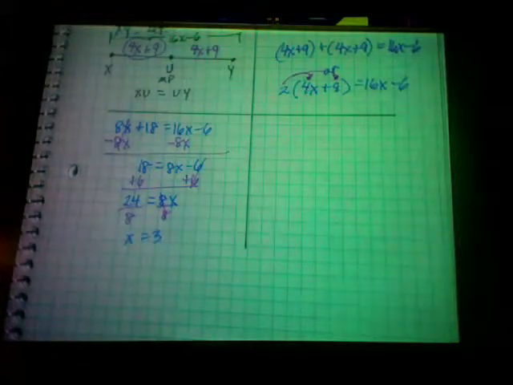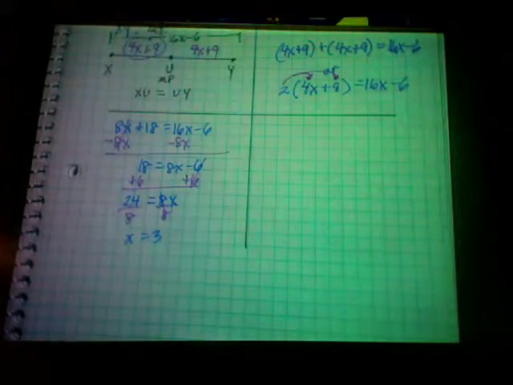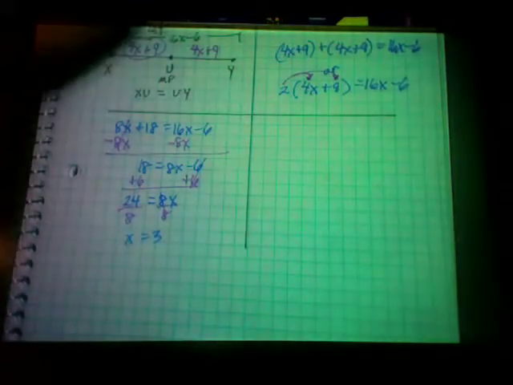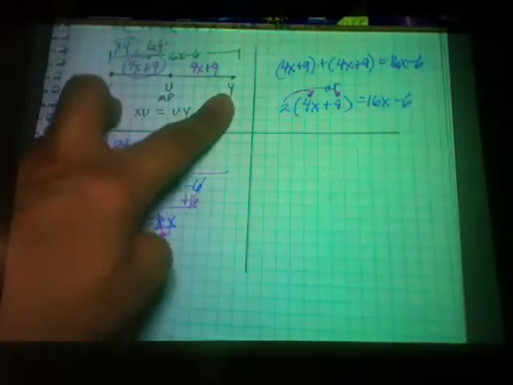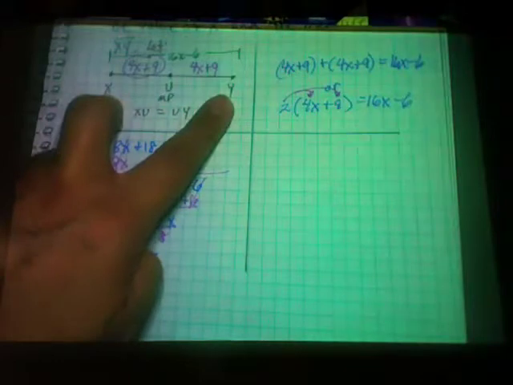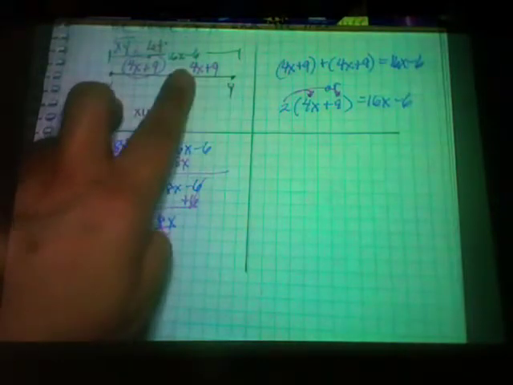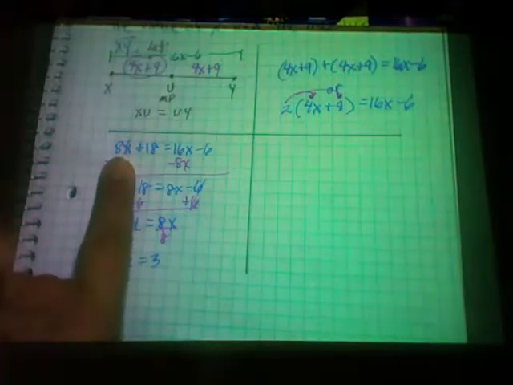Now, what's the question? We found the value of x, so there's one piece, and then we have to find the measure of XY. Well, go back to your picture, right there. XY is the whole distance from here to here. What expression represents XY? 16x minus 6. Could you have used also 8x plus 18? They're equal, right? You could have.